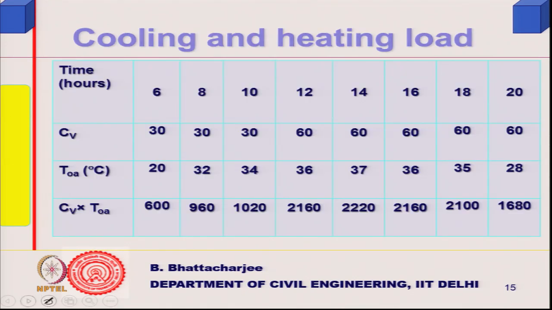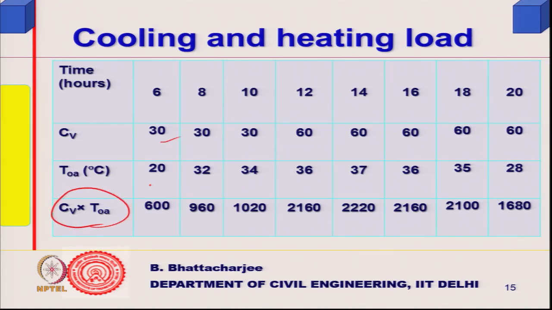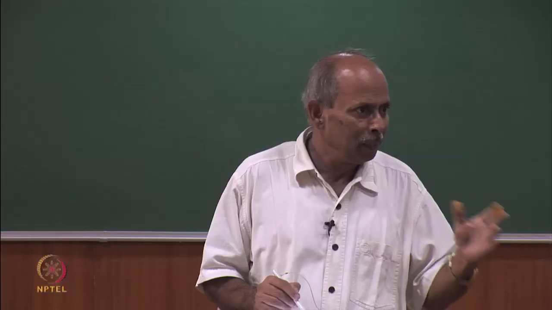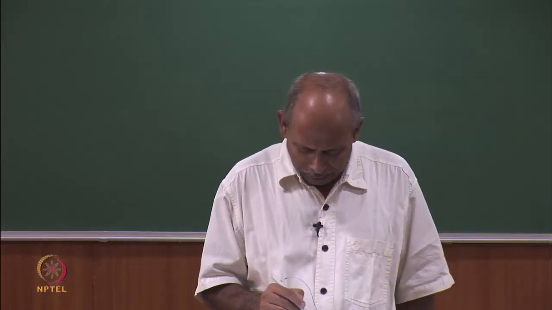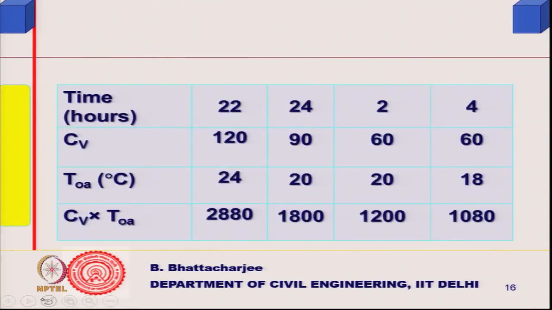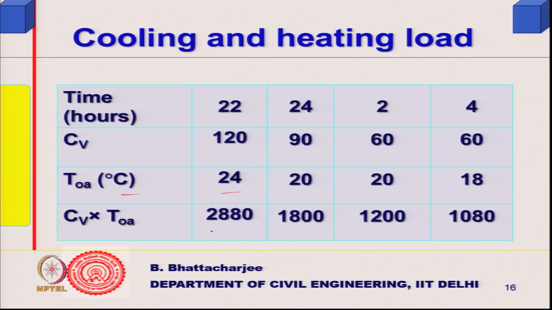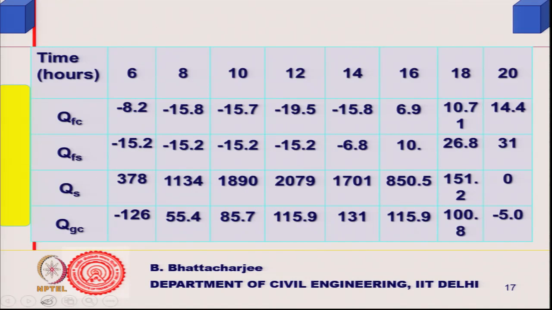Now if you calculate Cv into TOA, the Cvs were known to us, and the outside temperature is 20, 32, 34, etc. Cv into outside temperature, that is what we are calculating. This will go into the heat gain side, to find out every 24 hourly temperature. TOA 24, so Cv values are there. Now let us see what those 24, 25 equations are.